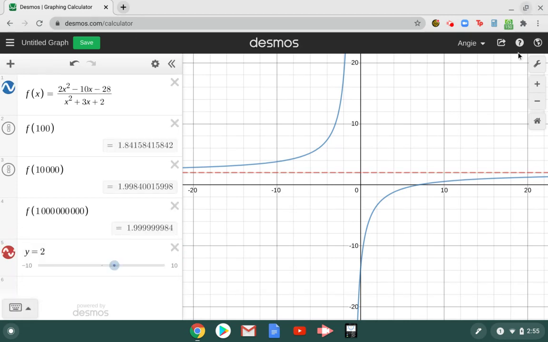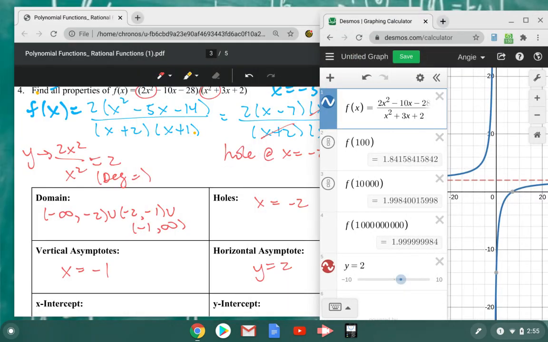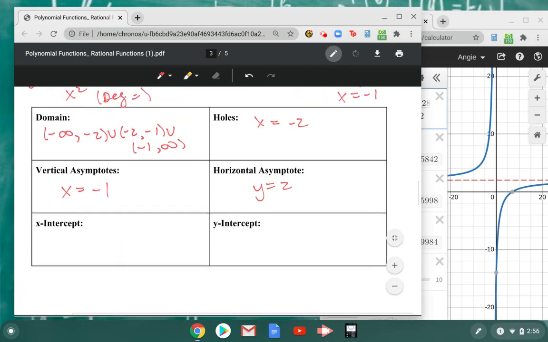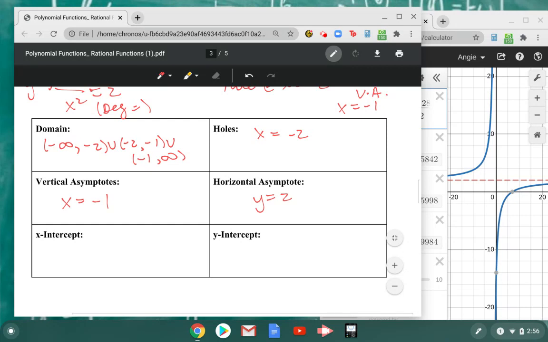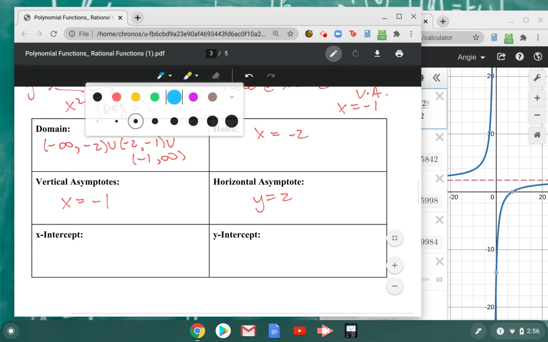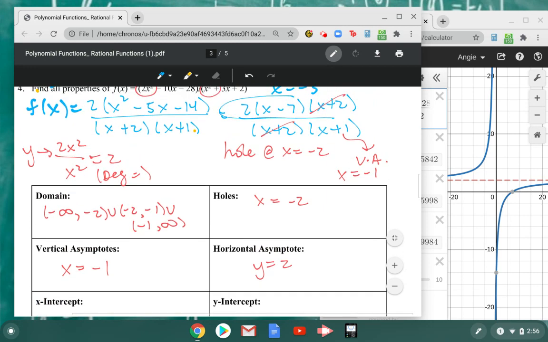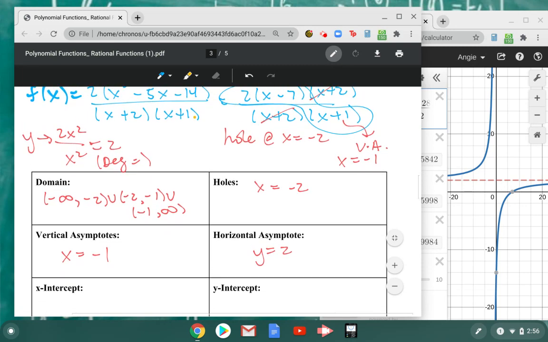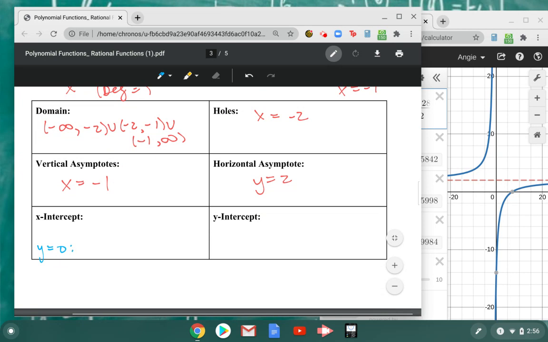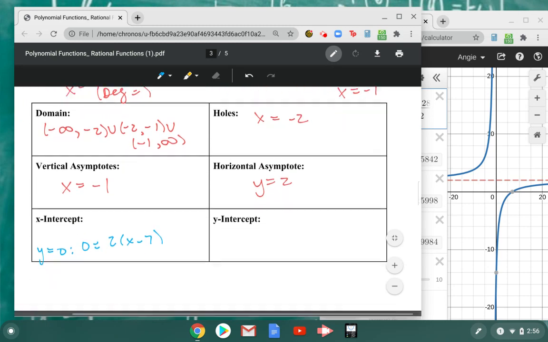Done. We already had the intercepts, -14 and 7. You can do the work, and I'm going to, but if you already have your intercepts and you can read them from Desmos, why not just read them, right? So for the x-intercept first, we want y to be 0. I'm going to choose my factored and simplified form. So 0 equals 2 times x minus 7 over x plus 1.